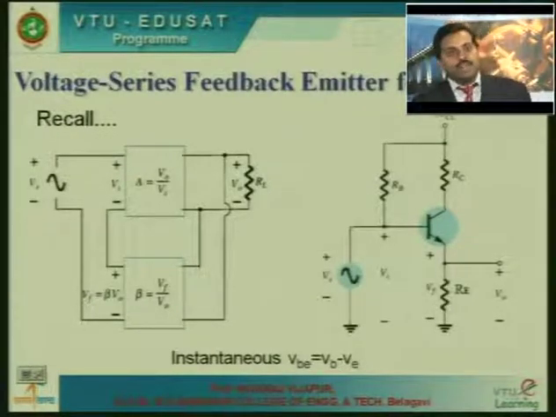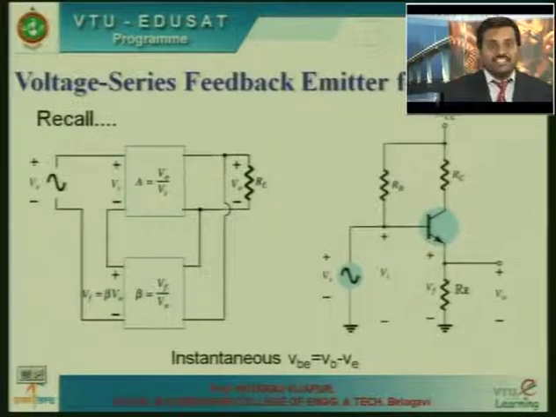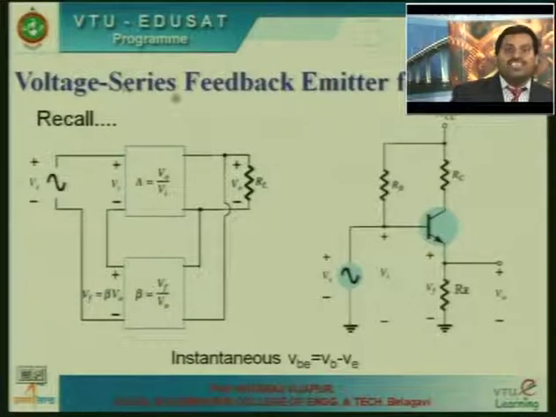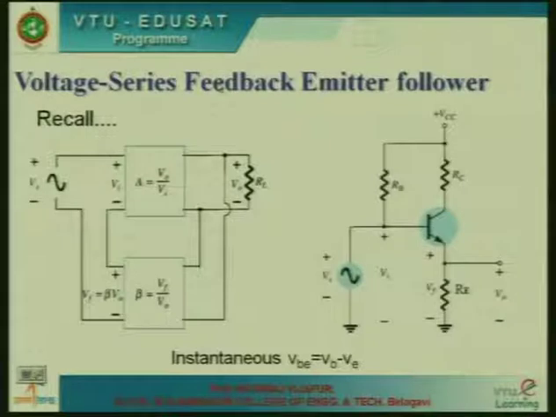In the previous session, we discussed the voltage series feedback configuration. We had also discussed 2 circuits, one which makes use of a FET and another one which makes use of an op amp. So, today I will be discussing one more practical example for voltage series feedback, which is the emitter follower.